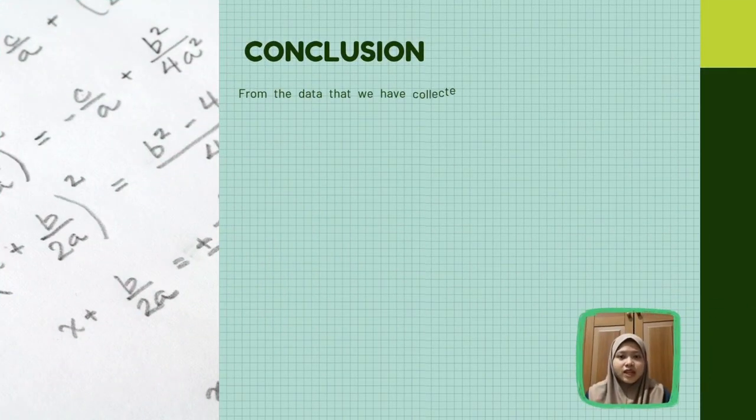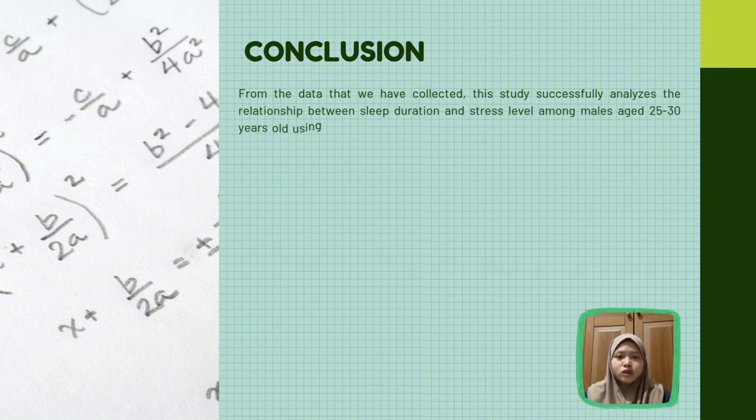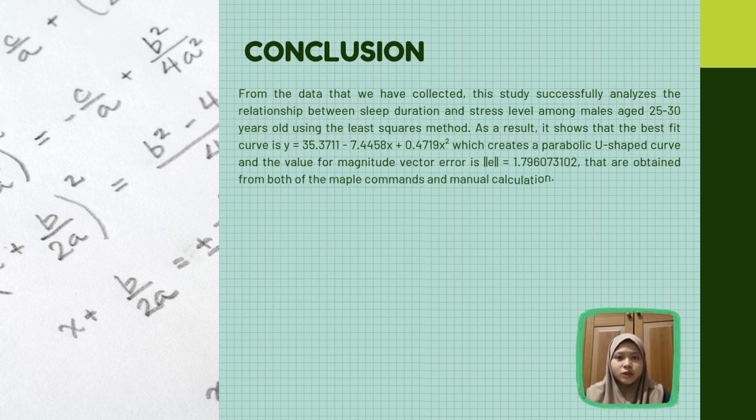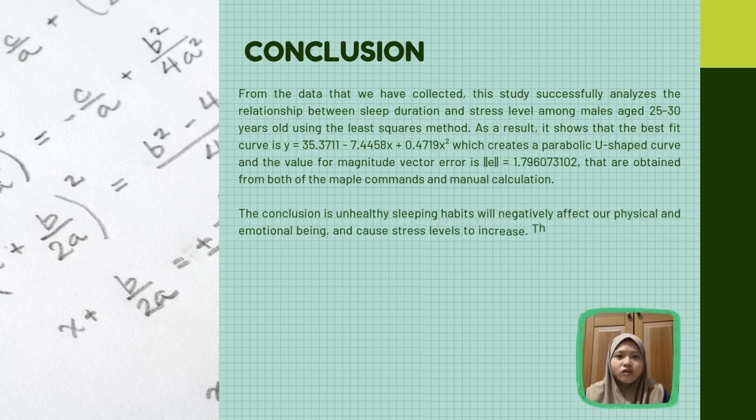1.796073. Next is the conclusion. From the data that we have collected, this study successfully analyzed the relationship between sleep duration and stress level among males aged 25 to 30 years old using the least square method. As a result, it shows that the best fit curve is y equals to 35.3711 minus 7.4458x plus 0.4719x squared, which creates a parabolic U-shaped curve, and the value for the magnitude of the error vector is 1.796073 that is obtained from both the Maple commands and manual calculation.